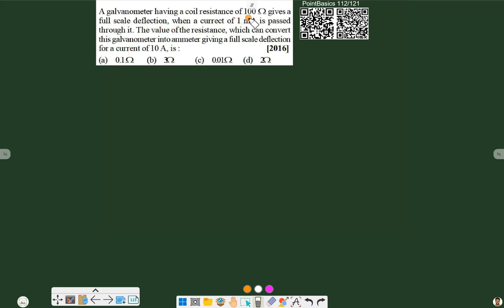A galvanometer having coil resistance of 100 ohm gives a full scale deflection when a current of 1 milliampere is passed through it. Now we have to convert the galvanometer into an ammeter to give a full scale deflection of 10 ampere. So this is our galvanometer. Again, its current is 1 milliampere, and we have a shunt resistance R here, whose value we have to find, and the original current is 10 ampere.